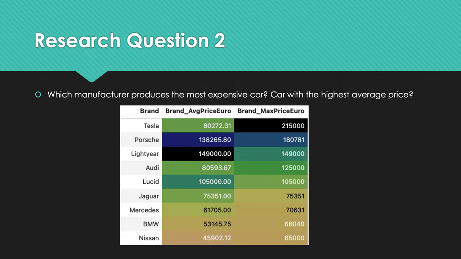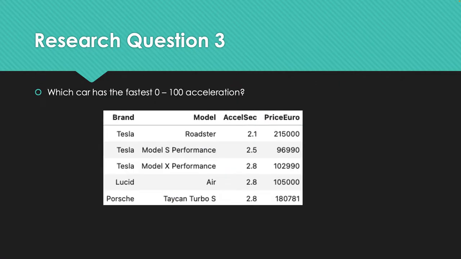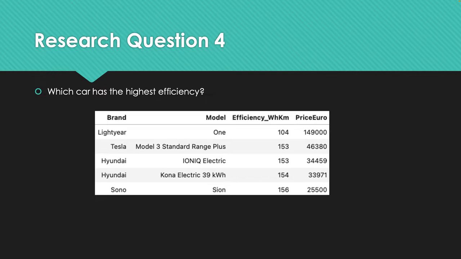The next question, the car with the highest average price was made by Lightyear, which only produces one model, hence the high average, since it is one of the most expensive vehicles. Next, which car has the fastest acceleration from 0 to 100 kilometers? And the fastest 3 are Tesla models, all quite expensive. Looking at the car with the highest efficiency, it's one of the most expensive vehicles. It's that Model 1 by Lightyear.